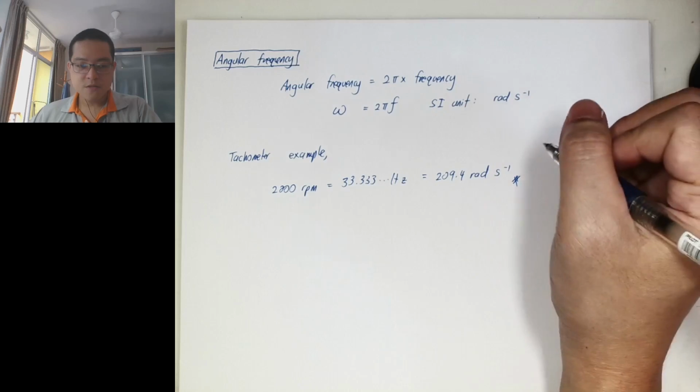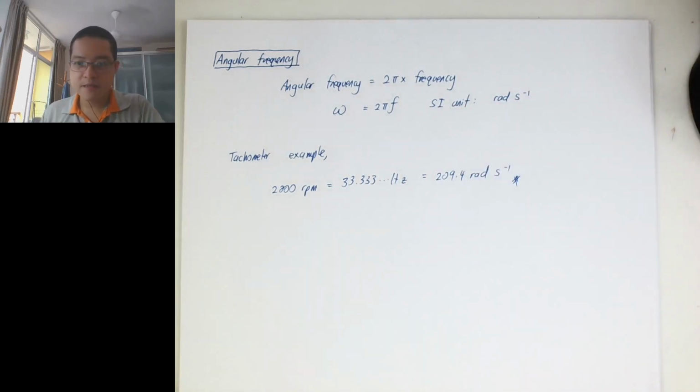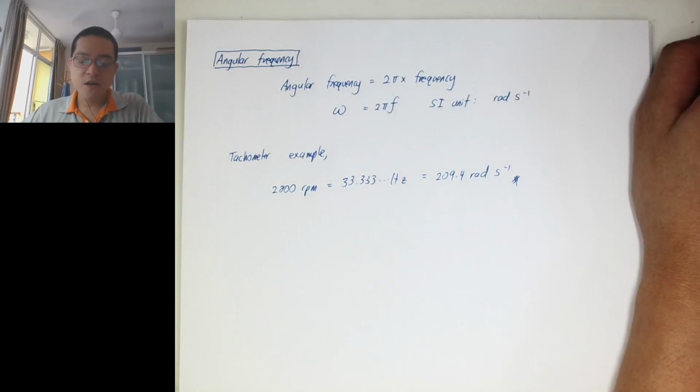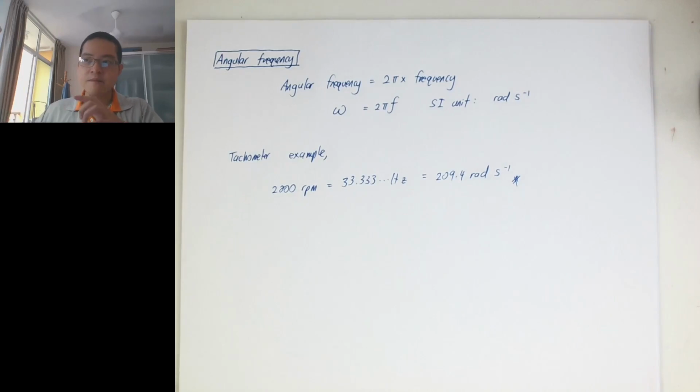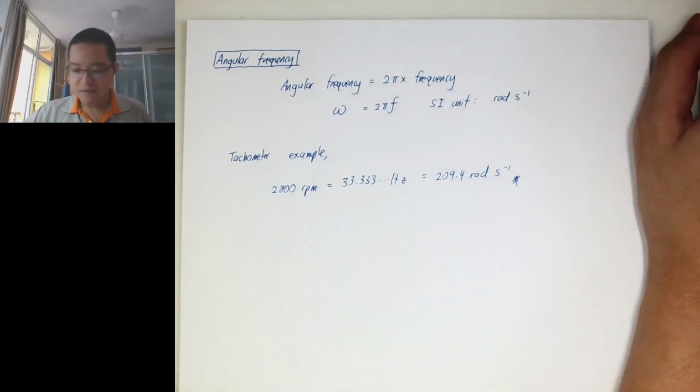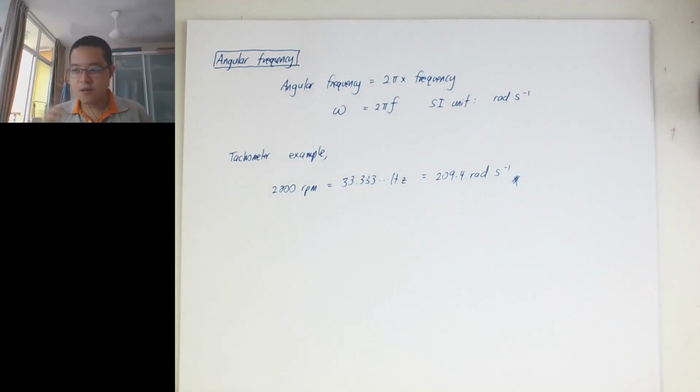Okay, so let's start with an example. That's true, electrical stuff is normally in hertz, like your power supply. The power supply for Malaysia is 50 hertz, that kind of thing. Your AC circuit oscillates 50 times every second.